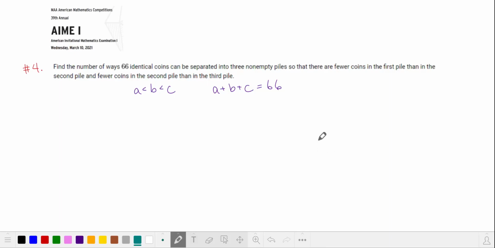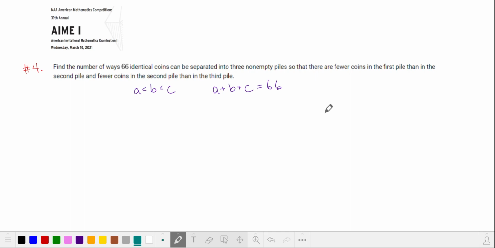Let's let the number of coins in our three piles be A, B, and C, where A is the pile with the smallest number of coins and C is the pile with the largest number of coins. And A plus B plus C is equal to 66. This leads us to think about using stars and bars as a way to divide up our 66 identical coins.